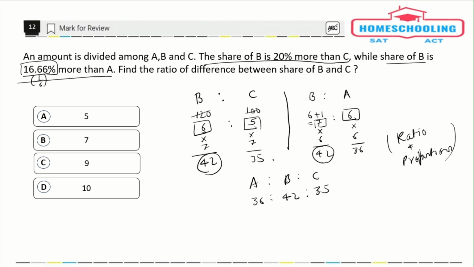I have explained how I'm equating these two equations in a very broad manner. So now the ratio of A to B to C is 36, 42, 35. In the question it is given, find the ratio of difference between B and C. So the difference between B and C would be B minus C, which is 42 minus 35, that is 7. So the difference in the ratio would be 7. So option B would be the correct answer.